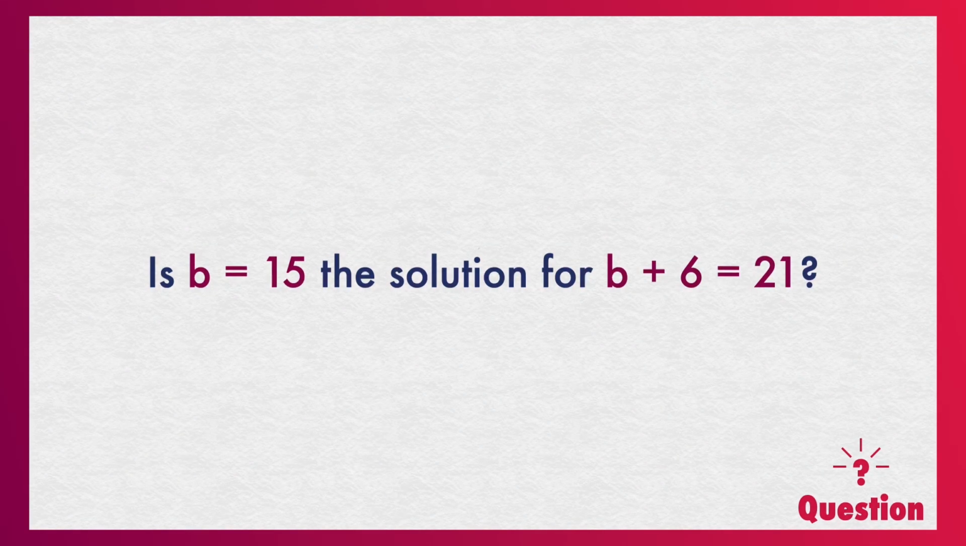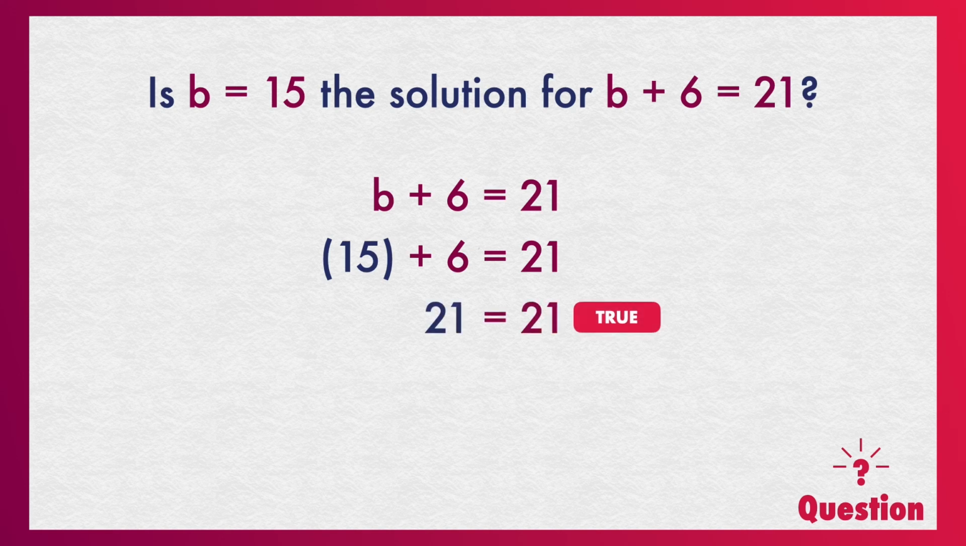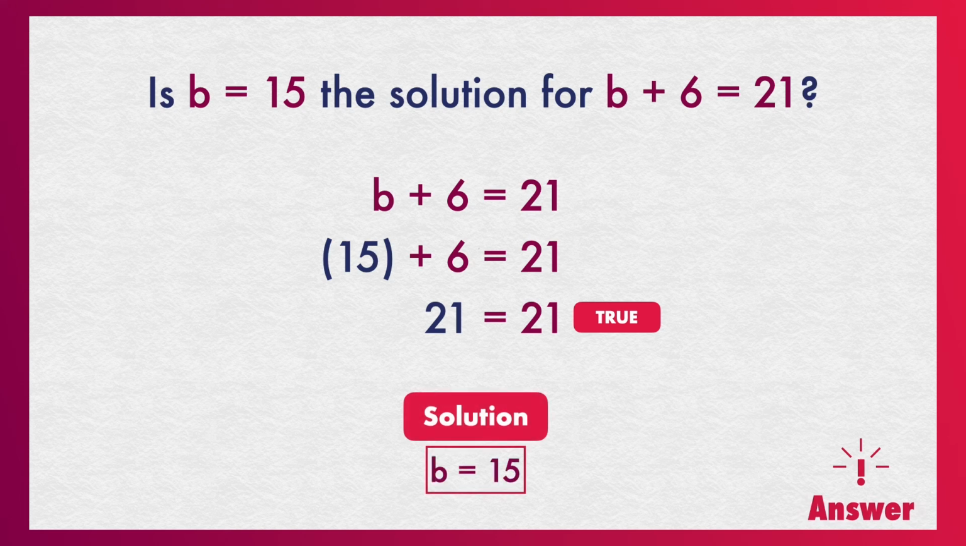Here's your final question. Is b equal to 15 the solution for b plus 6 equals 21? To practice showing our work, you're going to help me fill in each step along the way. What would the next step of work look like in this problem? If you chose to replace the variable b with 15, then you are correct. Okay, what would the next step look like? If you wrote that 21 is equal to 21, and that is a true statement, you are correct. Great job showing all your work one step at a time. Based on our work, we just showed that b equals 15 is indeed the solution to this equation.